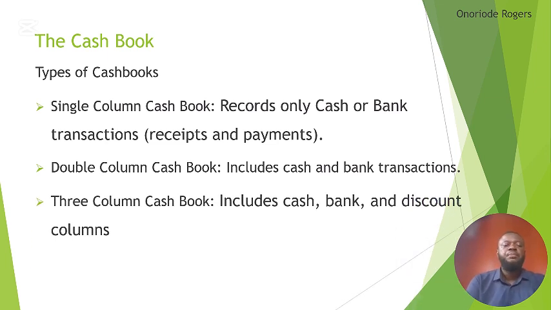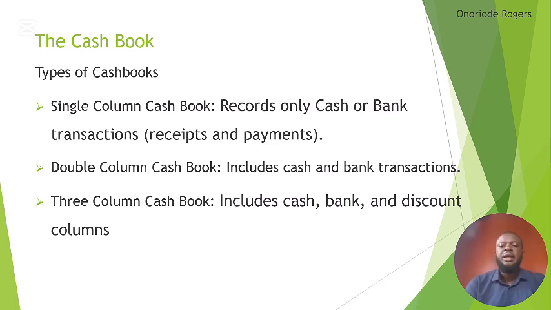We also have the three column cash book. The three column cash book considers three columns, one for cash, one for bank, and one for discounts. It can either be a discount received or a discount allowed. What is a discount? What is discount received?